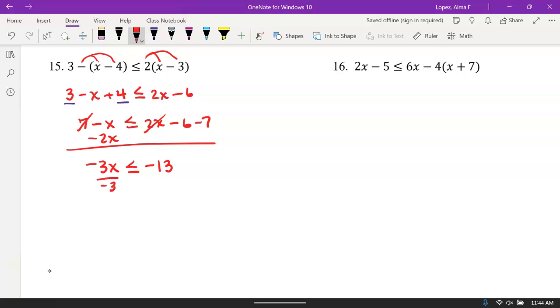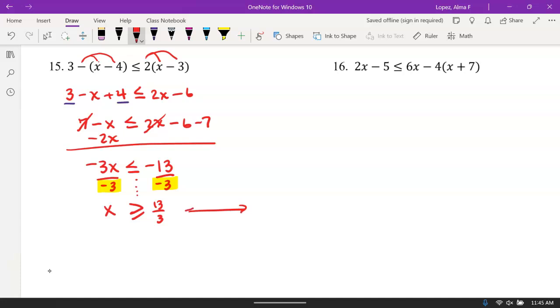After dividing both sides by negative 3, ding, ding, ding, light, siren, whatever goes off in your head, it goes off right now. Because we just divided through by a negative 3, we are going to end up with x and a positive 13/3 on the other side.